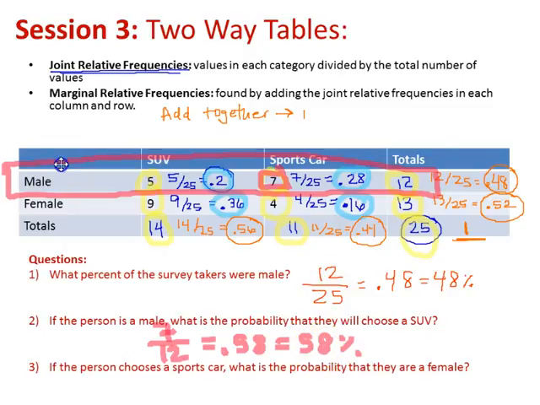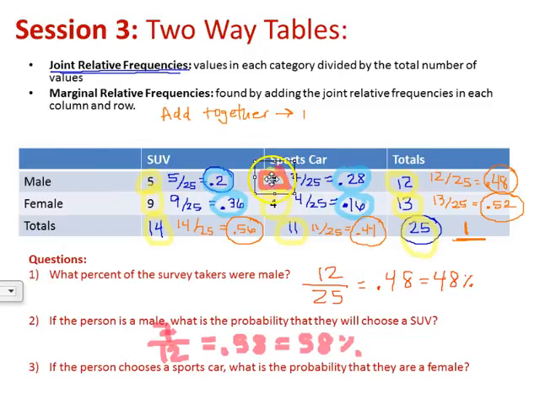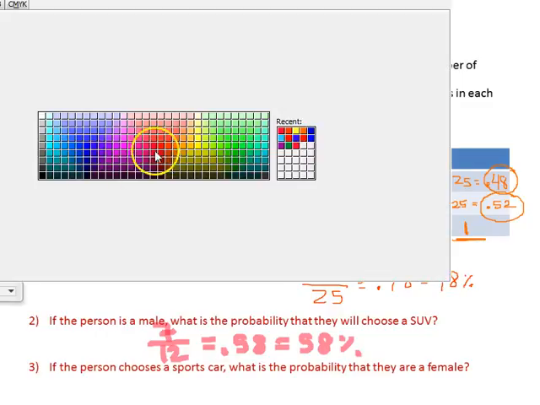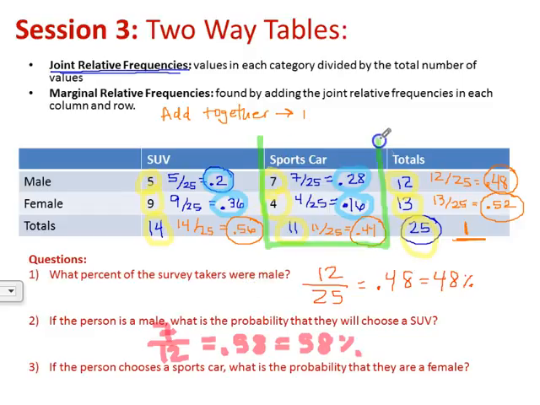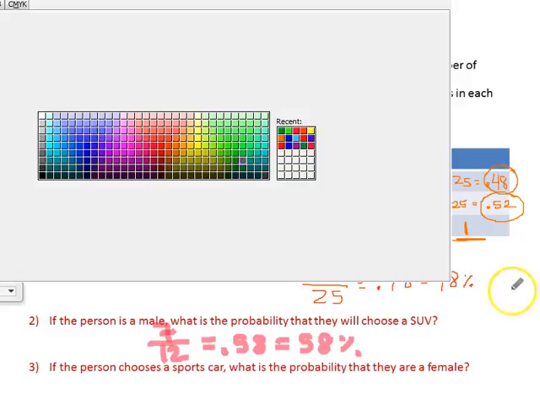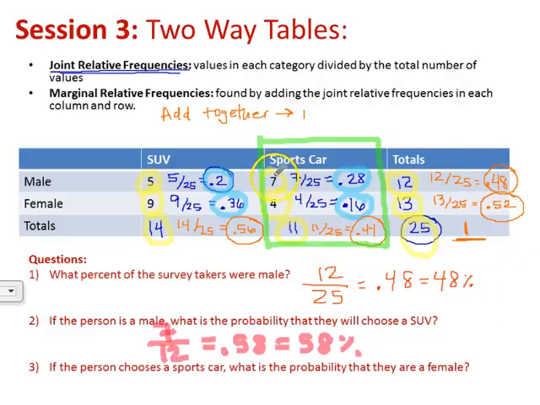All right, one more question and then we'll stop here. If a person chooses a sports car, so now we're talking about that column, what is the probability that they are a female? So how many people chose a sports car? 7 plus 4 is 11. And then out of those, how many were female? 4. So 4 out of 11 is 0.36, or 36%.